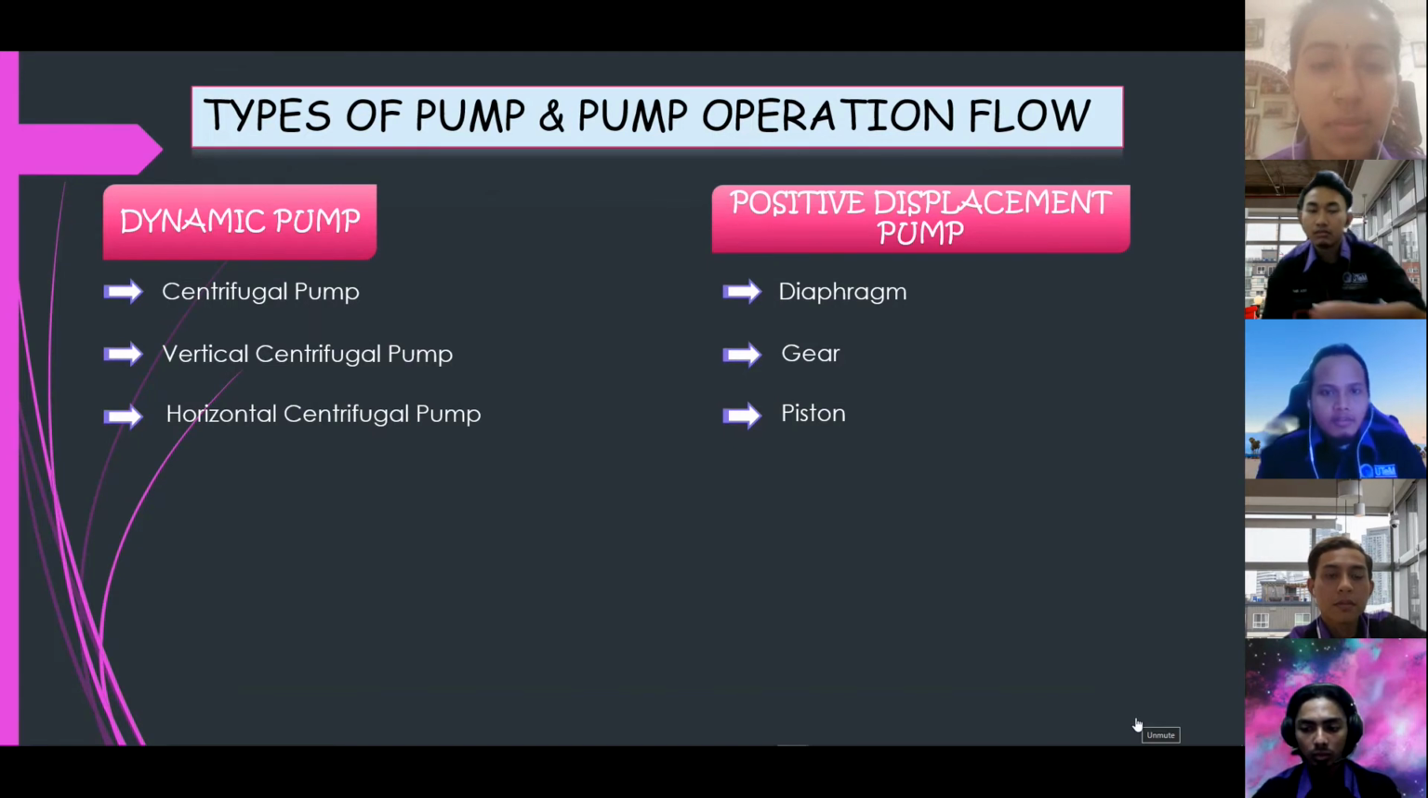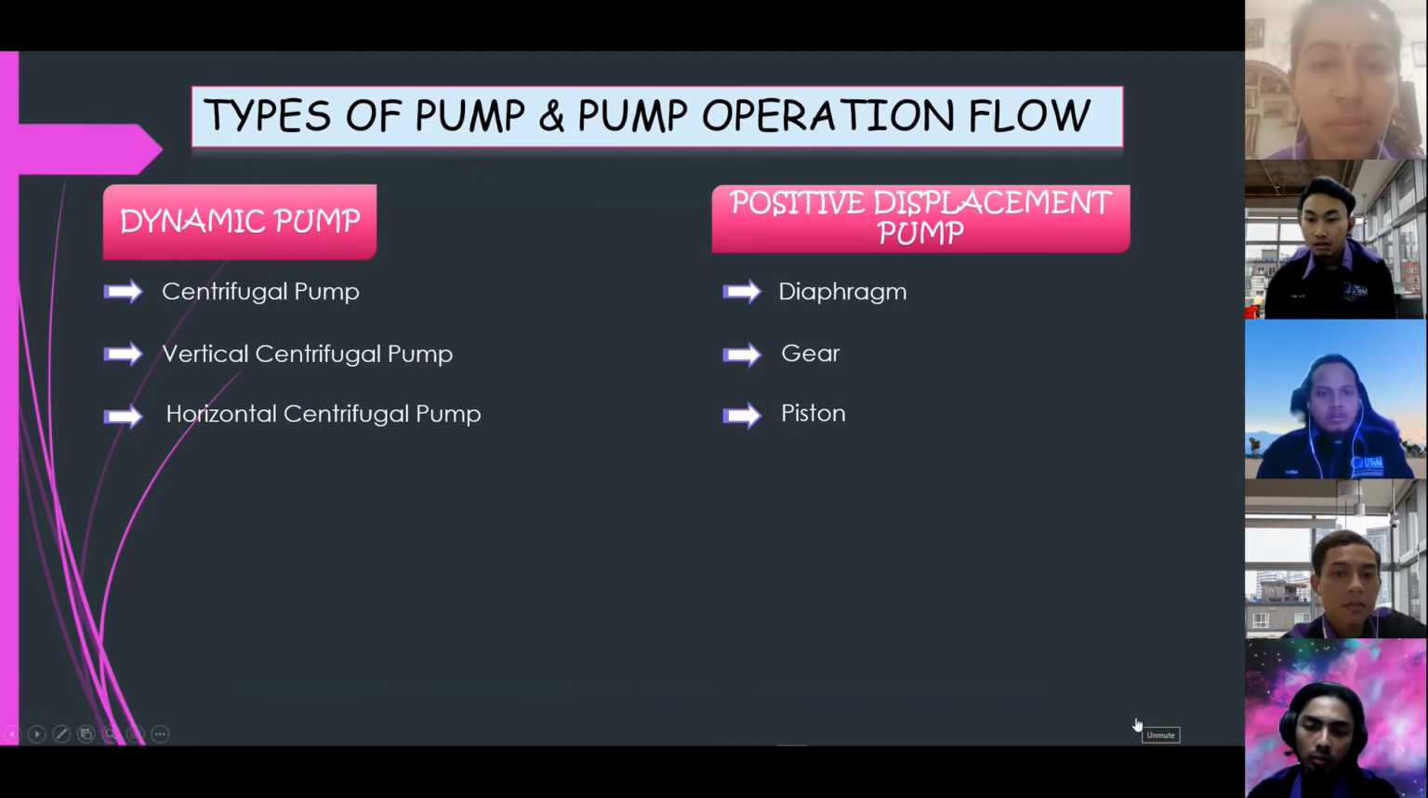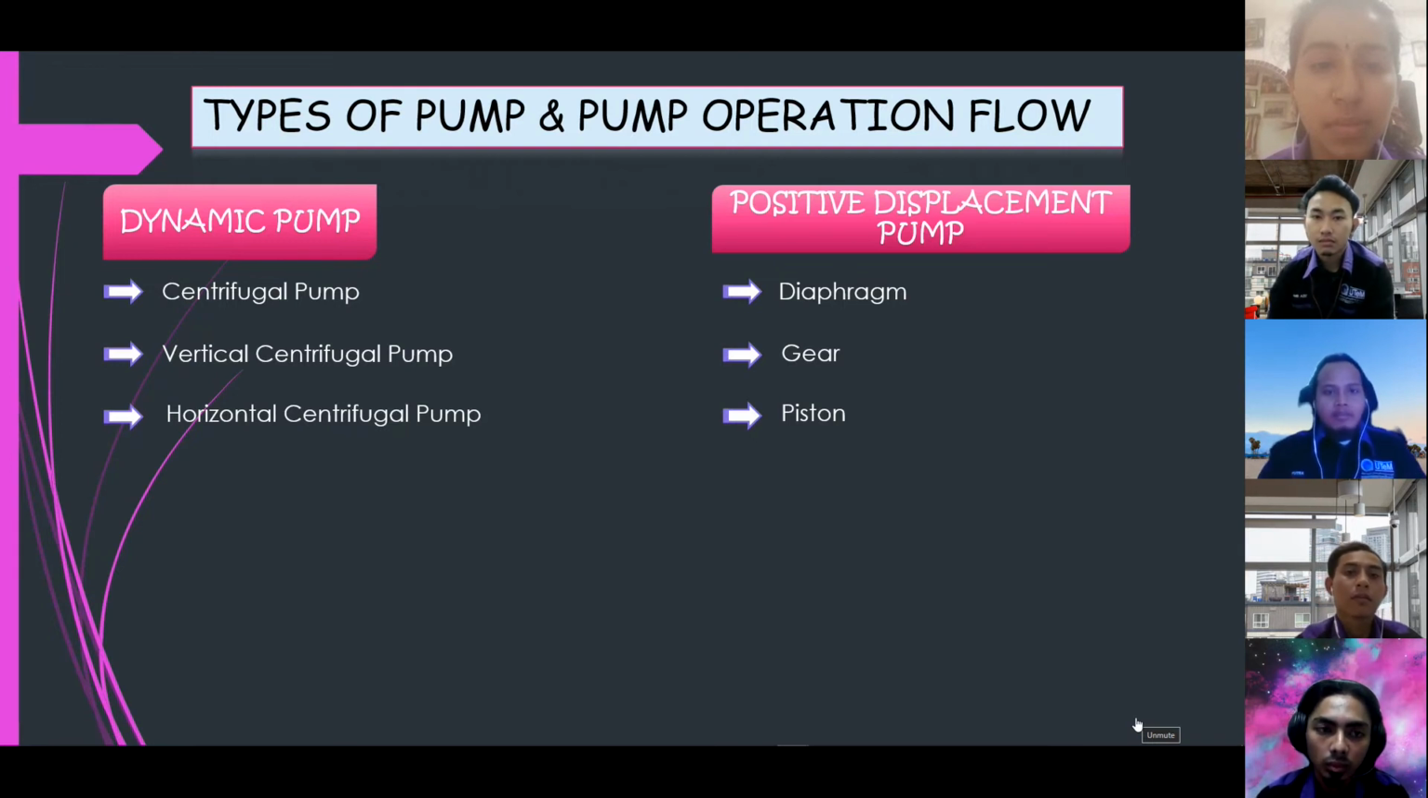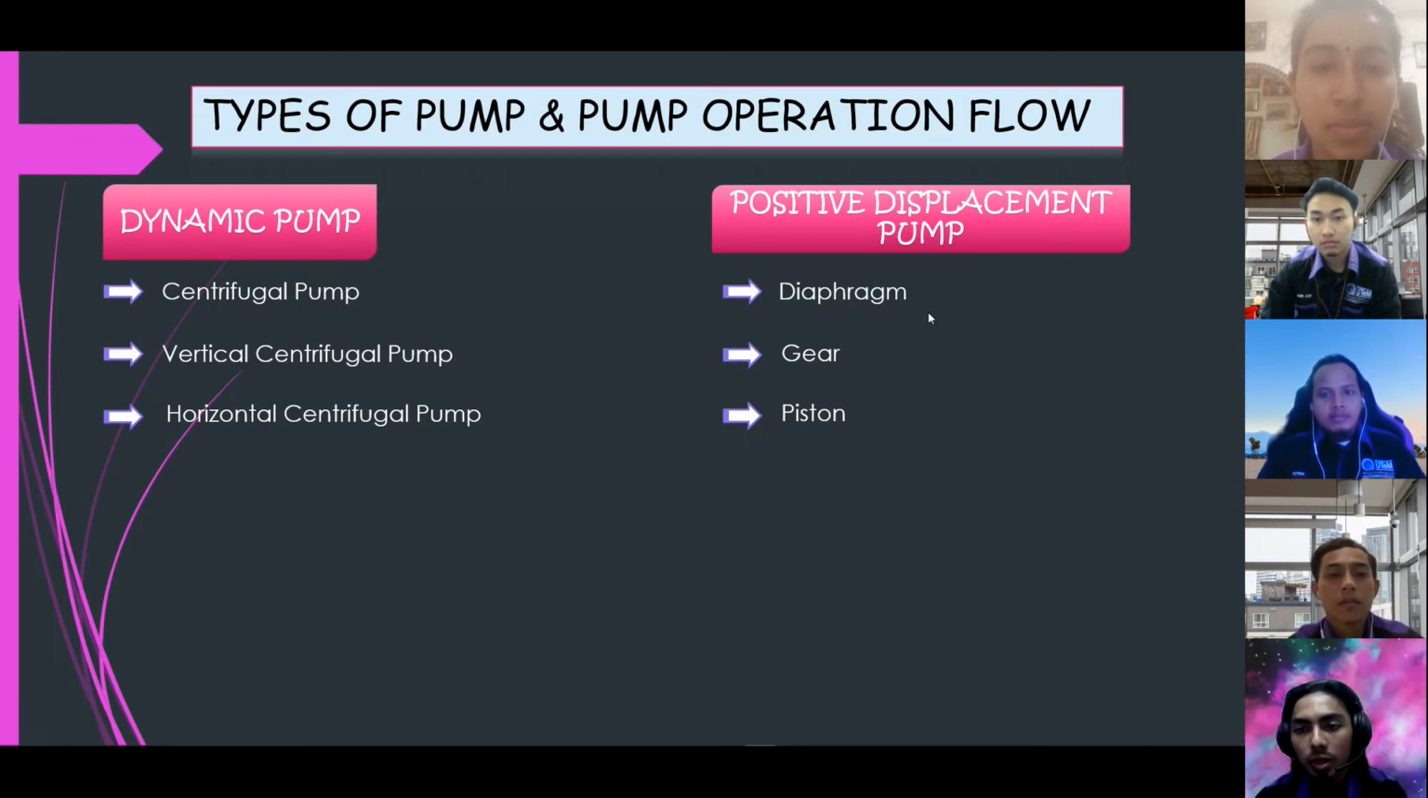This is the types of pump and pump operation flow. Here we have two types of pump. First of all is the dynamic pump, which is separated into three: centrifugal pump, vertical centrifugal pump, and horizontal centrifugal pump. And the positive displacement pump, which includes diaphragm, gear, and piston.